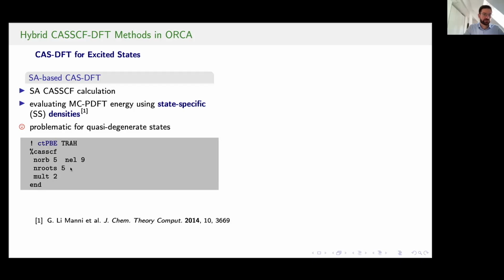Then the only information that is required is the usual CAS-SCF input, so number of orbitals, electrons in the active space, number of roots that you want, and the multiplicity. So this approach is fairly simple, however, it can be problematic for quasi-degenerate states.